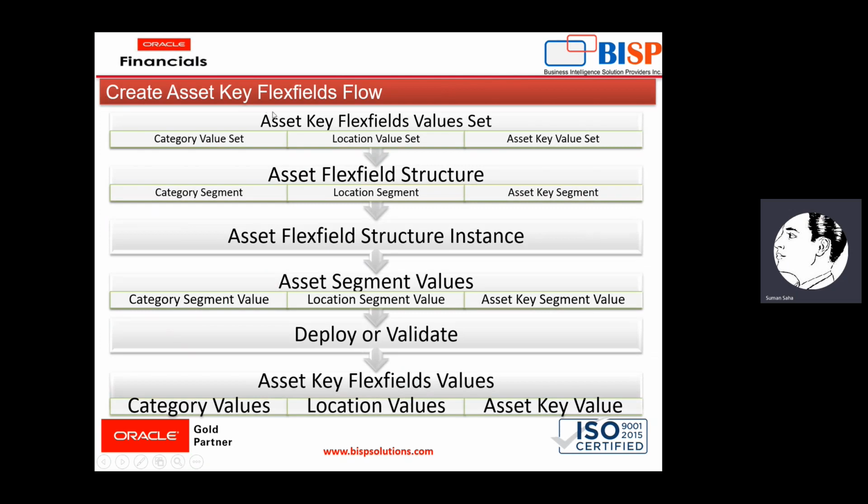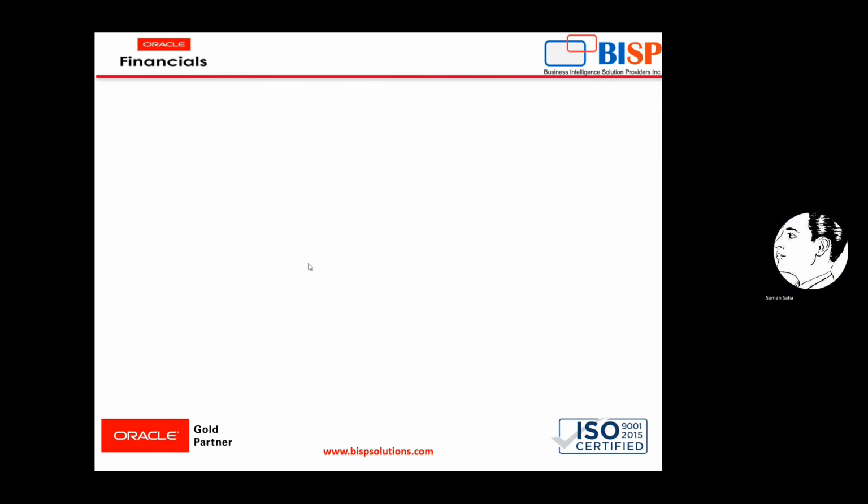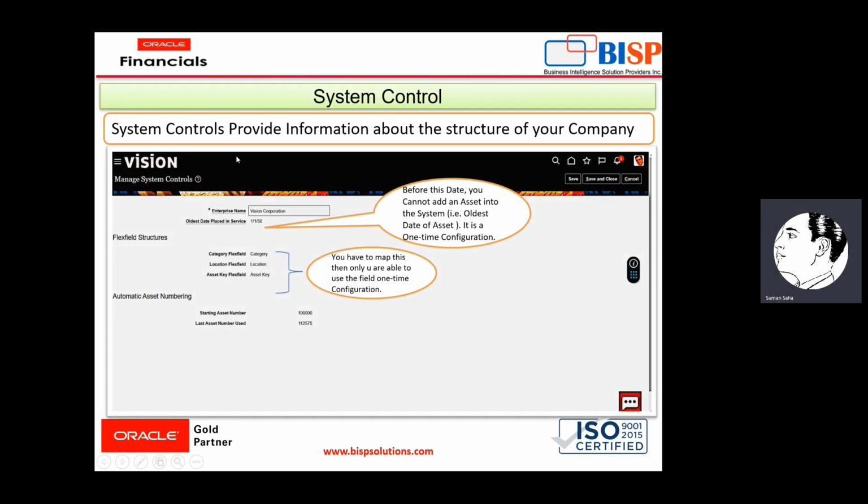We have gone through the flex field flow, and we have seen the system control. In the system control, we provide the oldest date placed in service. This is a one-time configuration. So the oldest date of the asset has to be placed here in the fresh instance. And the flex field structure we had to provide, and this is also a one-time configuration.